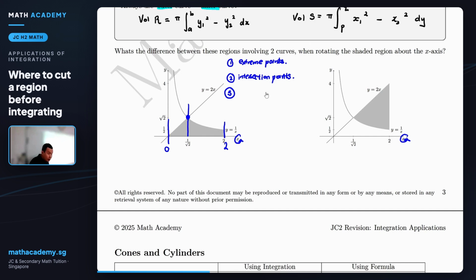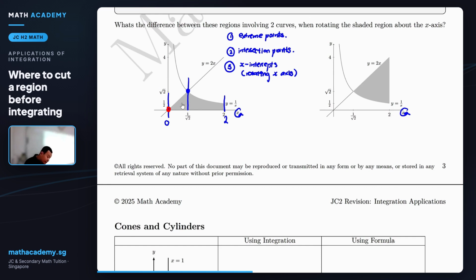Number 3, if you are rotating x-axis, you check x-intercepts. But that's because we are rotating x-axis. If you are rotating y-axis, you check y-intercepts. For my problem here, the x-intercept happens to be the same point, so we will not cut further.